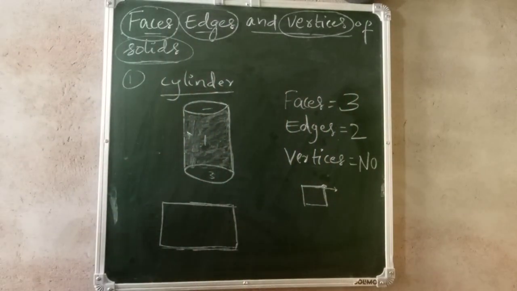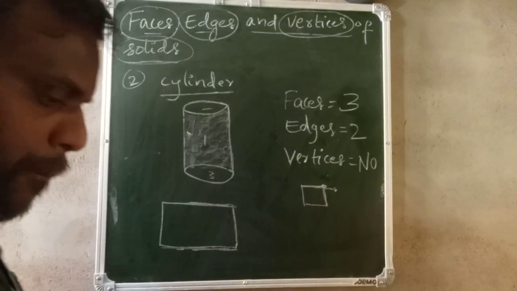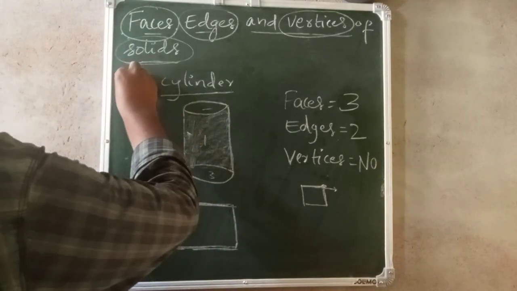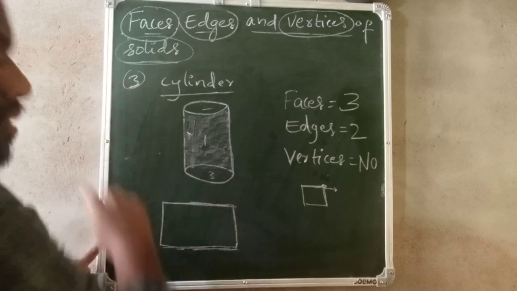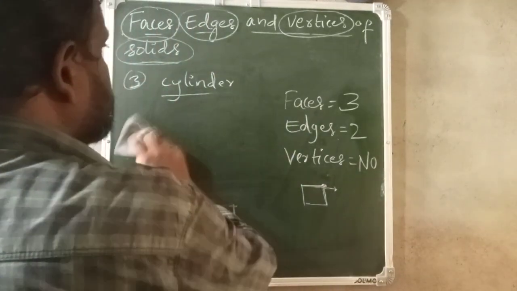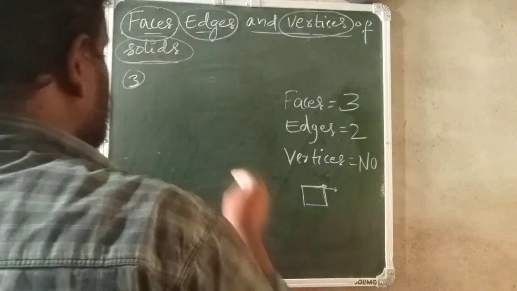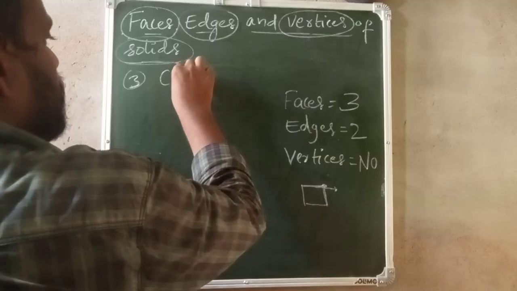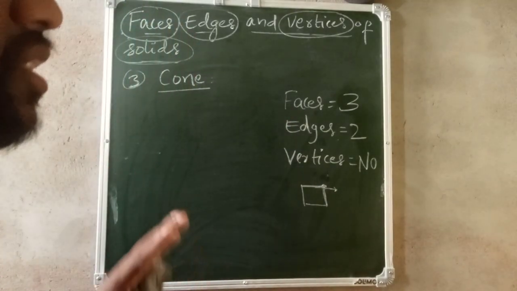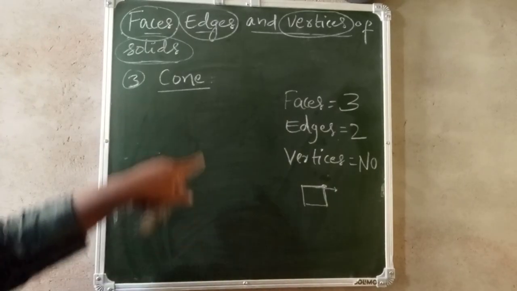Next I will take, so this is the second example. Not second, it is the third example. I forgot to write the number here. This is the third one. Next, the fourth example is cone. Not example, the fourth solid. The fourth solid or 3-dimensional object we are going to discuss is cone.